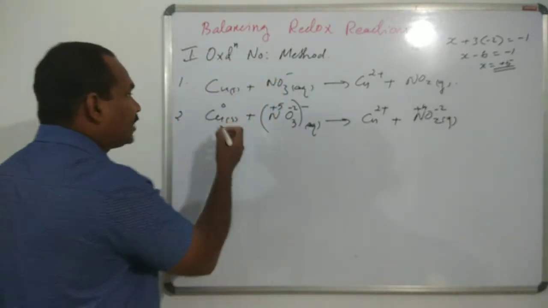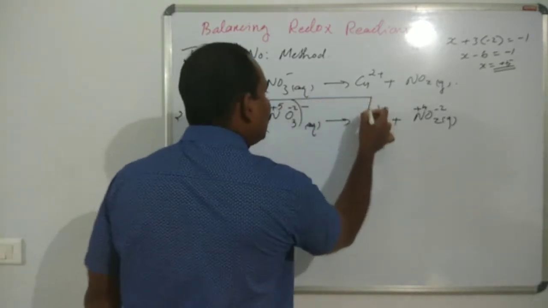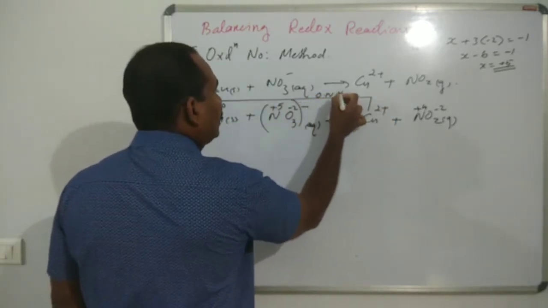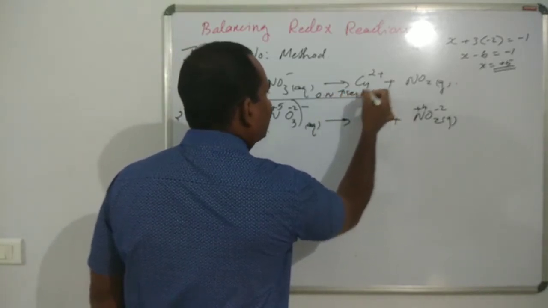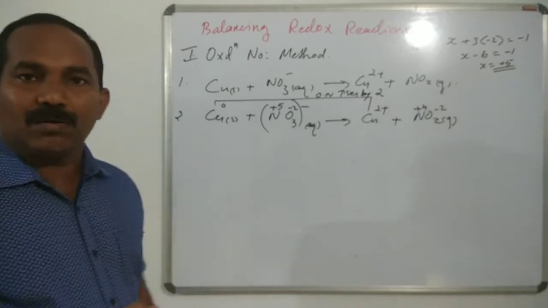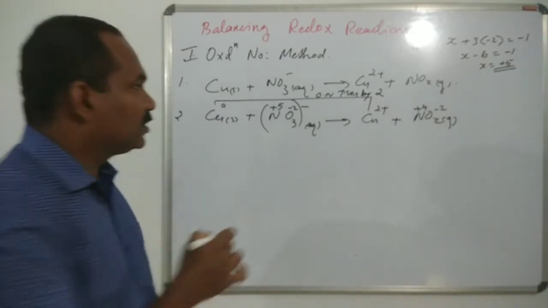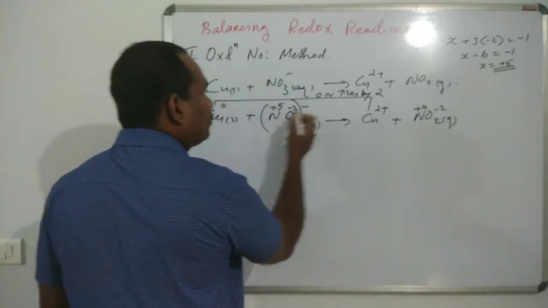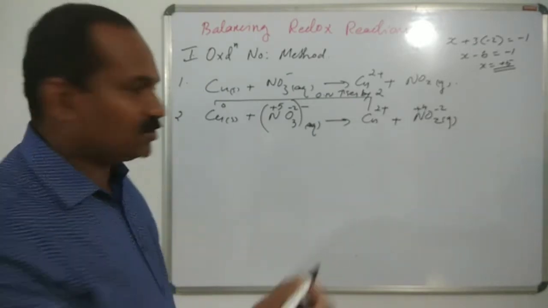And identify the change of this oxidation number. Copper oxidation number increases by 2. Okay, you write like this. Oxidation number of copper increases by 2. So you write like this. Then oxygen is -2, no change in the oxidation number of oxygen.